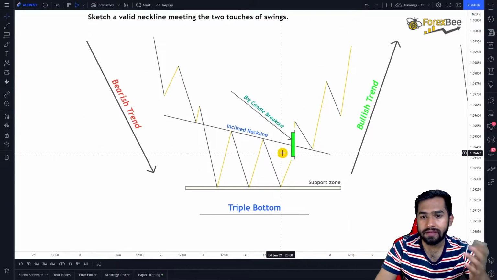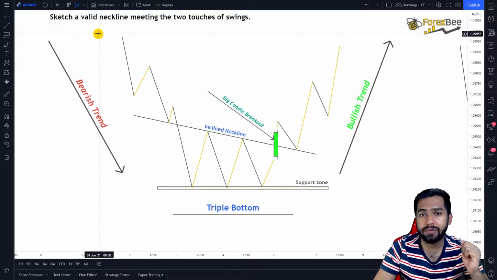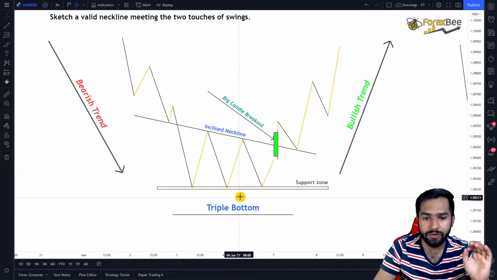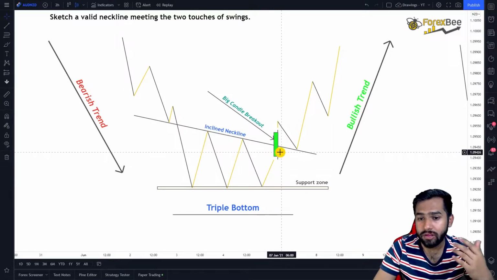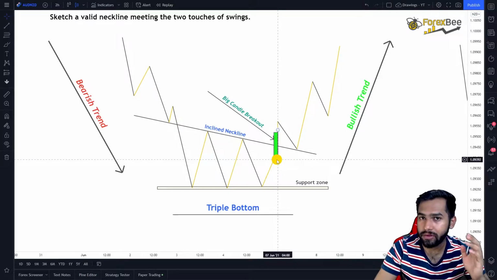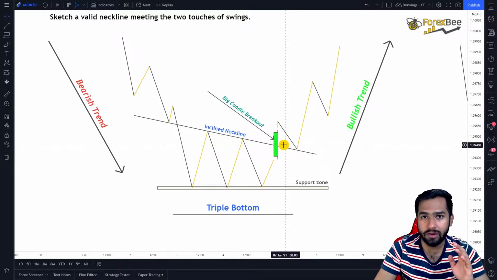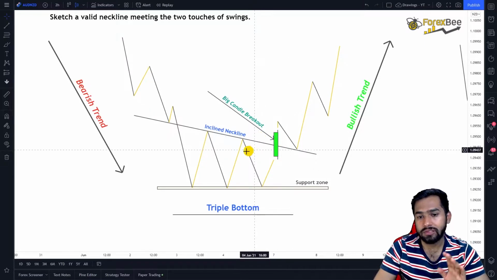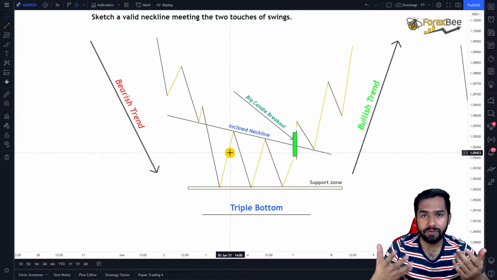What this means is that after the market was in bearish trend, the triple bottom chart pattern formed, and at the end of the third swing, the price broke out with a big or impulsive candle from this neckline, and this is basically the start of a bullish trend. So this is the valid way to form or to identify the triple bottom pattern.